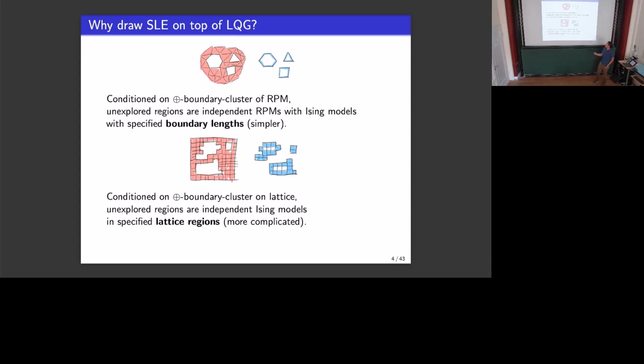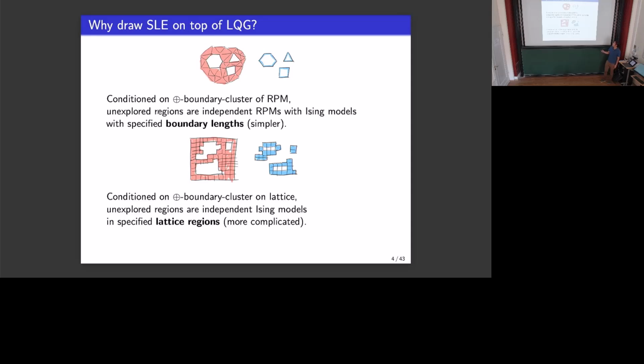Right, so we know the boundary spins are all plus, and we just keep looking at the different spins until we find minuses. Okay, so what happens here? Once you've explored the plus boundary cluster, what does the rest of the map look like? It turns out that these unexplored regions are conditionally independent Ising decorated random planar maps with minus boundary conditions. Okay, and the only information you need to know about these things is that they have these boundary lengths given by the lengths of the holes here, right?